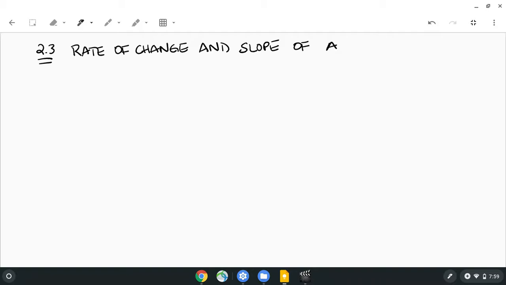Okay, so last time we were looking at how to graph a linear equation. So we were graphing these lines. Okay, so one particular aspect of a line is the slope. So this section here is dedicated to slope.